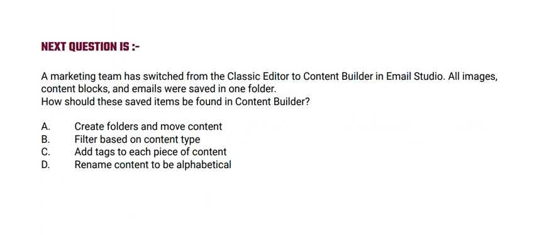Options are option A, create folders and move content. Option B, filter based on content type. Option C, add tags to each piece of content. And option D, rename content to be alphabetical. The correct option is option A.